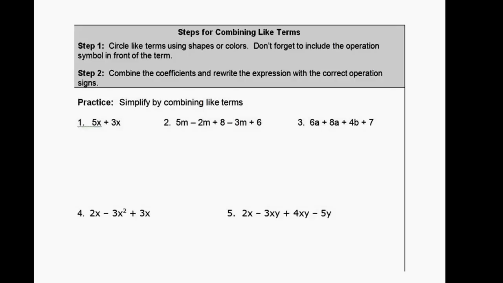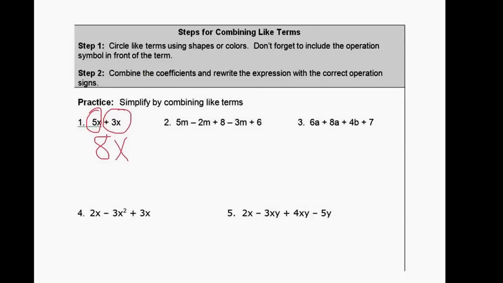So I'm going to go ahead and put a circle around my like terms. I have a 5x and I have a positive 3x. Notice I circled the plus sign. It's very important when you are circling a term to include whether it's a positive or a negative within your circle. That way when you're combining, you'll get your values correct. So we just have two terms, they're exactly the same, 5x plus 3x. Those combine, and the answer to that is 8x.